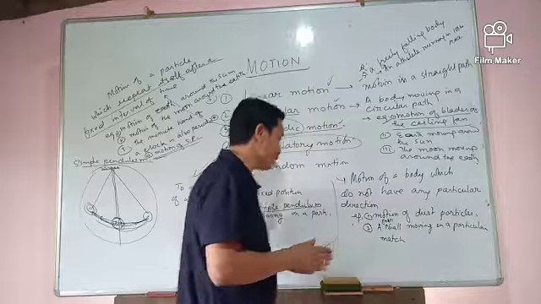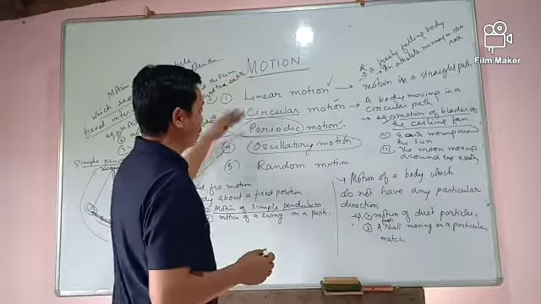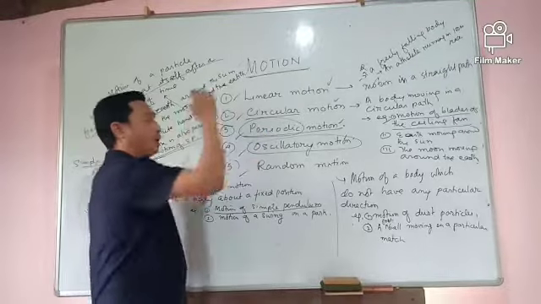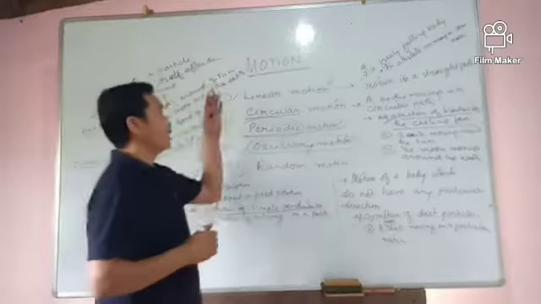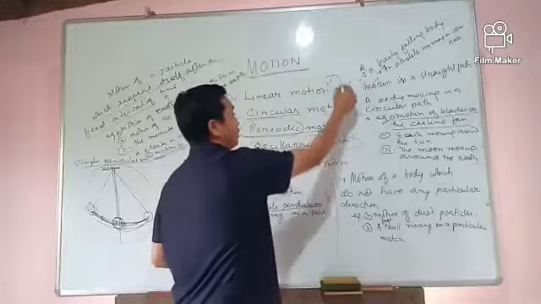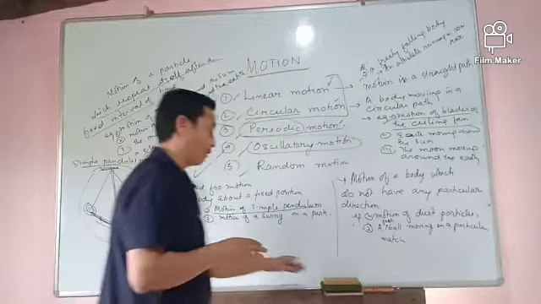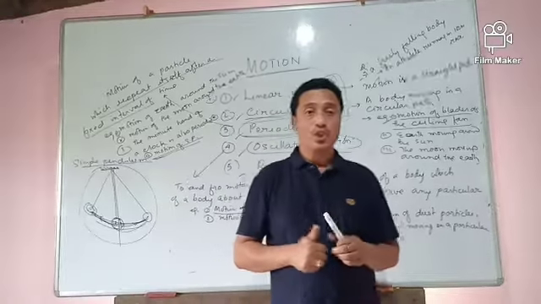So the main types of motion are linear motion, circular motion, periodic motion, oscillatory motion, and random motion. In this chapter we are going to focus on two types of motion, linear and circular motion. So these are the types of motion.